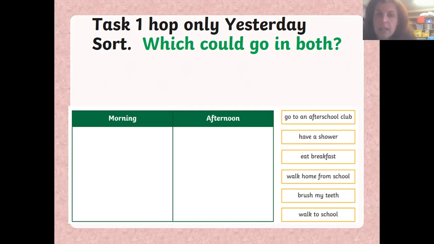So this task says, which could go in both? So could you go to an after-school club in the morning? Have a think about it. Could you have a shower in the morning and in the afternoon? Could you eat breakfast in the morning? Could you eat it in the afternoon? Remember, breakfast means you've broken your fast of the night before, okay? So I'm not saying when could you eat cereal, because that's a bit different. I mean, when could you actually eat your breakfast, which comes after your waking up time?